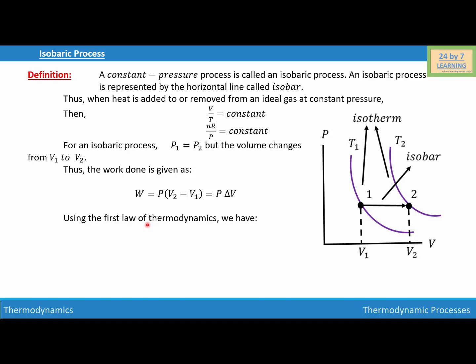Now let's use the first law of thermodynamics, and if we do that, we will write Q is equal to delta U plus W, and we know that W is equal to P delta V, so we will write Q is equal to delta U plus P delta V. And this is the first law of thermodynamics, and this is how we define the isobaric process.